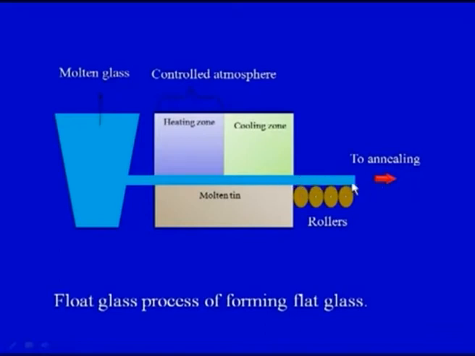And once it has rolled out, because of the very high temperature which is maintained during the process, as we have already seen, 1000 degrees centigrade, there are chances that there may be some induced stresses in the final flat glass that we have produced, which have to be removed. And how can these be removed? These can be removed by the annealing process.